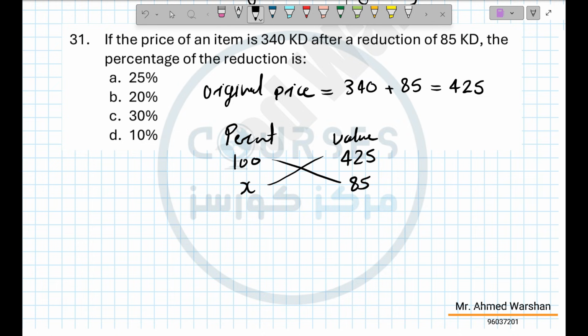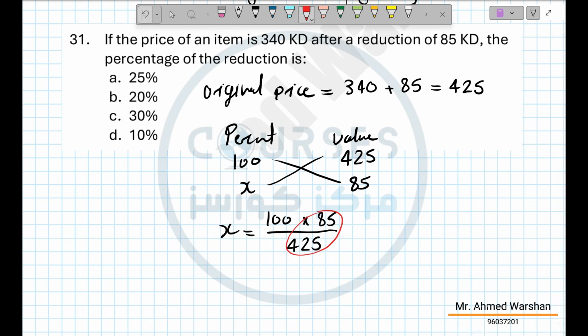Now cross multiply. So x will be equal to 100 times 85 divided by 425. Okay, this one is a bit tricky to shrink down. So what can we do? We can divide these by 5 to see how it goes. So divide by 5, divide by 5. Both, unfortunately, are going to require long division.